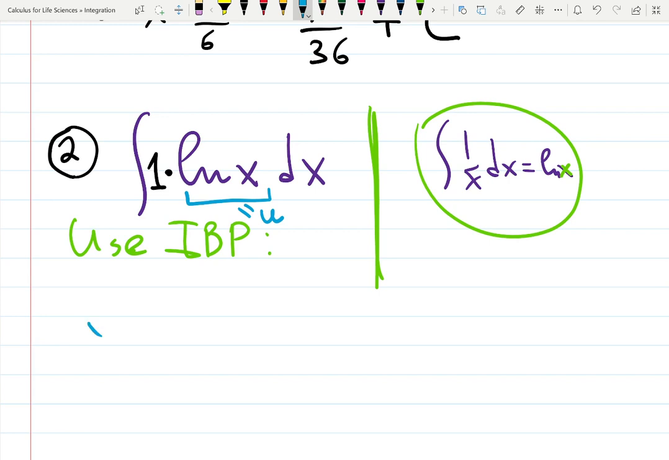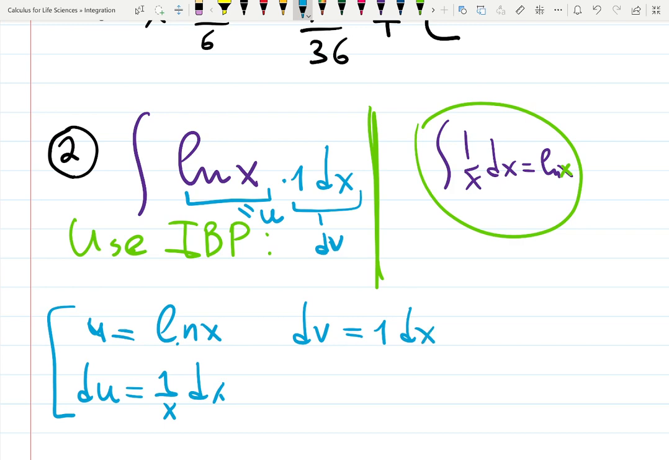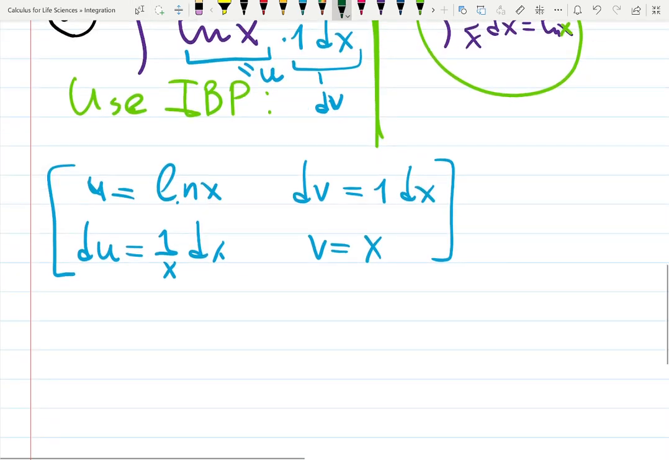So let's do that. Let u be ln x. du is 1 over x dx. We did the same thing in the previous example. What is my dv then? dv is 1 dx. Everything else is just basically dx. dv is 1 dx. The integral of 1 is what? x, thank you.